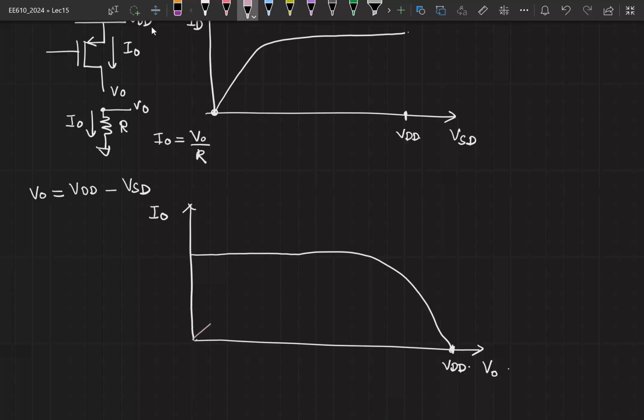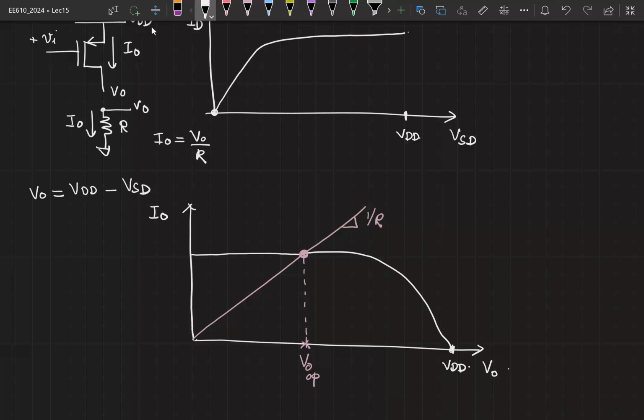So you basically have a straight line passing through the origin, and the slope of this line will be equal to 1 by R, right? So the operating point is simply this. You have some V naught operating point here. Now let's say on top of this I give a small incremental Vi.